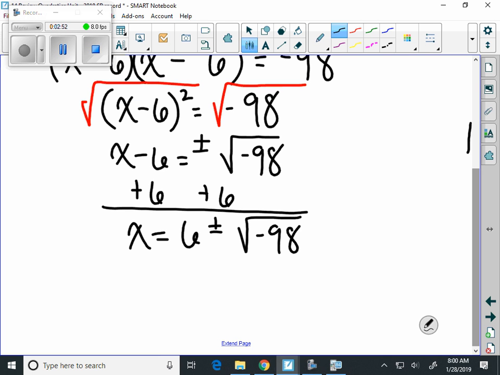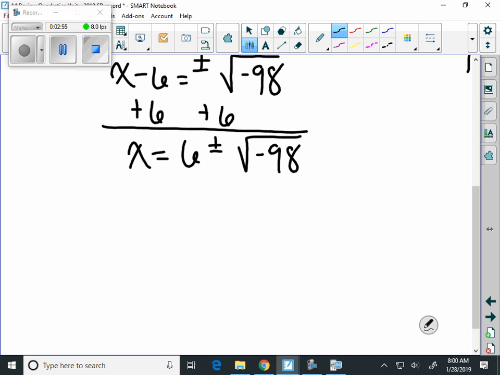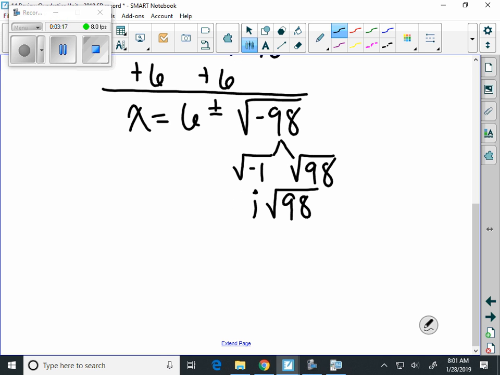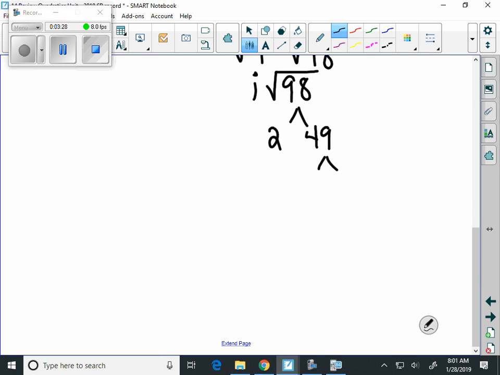The thing is, we need to remember to look and see if we can simplify the square root of negative 98. And if nothing else, we've got the square root of negative 1 in there, and the square root of negative 1 is i. We saw that back at the beginning of this review. So we've got i times the square root of 98, and then the question is, can we simplify some more? Well, this is 2 times 49, which is 7 times 7, carried on the 2.